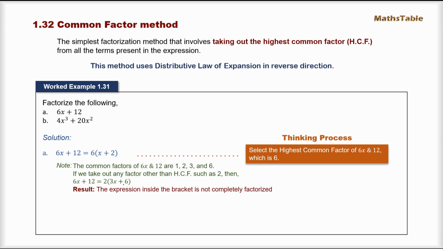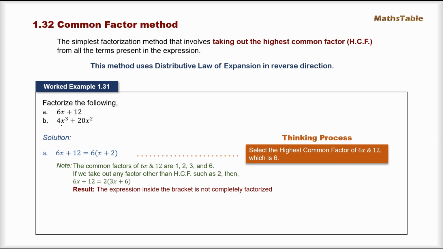Because if we take 3 again out from these two, then 2 times 3 will give us this same result, but we'll have to do this question in multiple steps. So that's why we use the highest common factor rather than the smaller common factors.